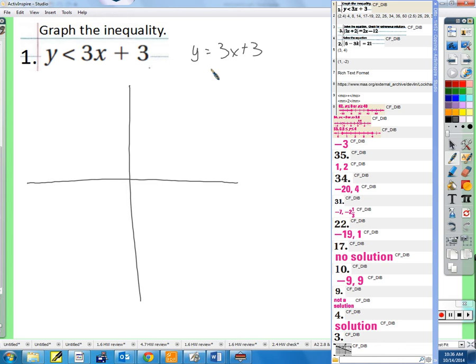It's pretty easy to graph. It has y-intercept of 3, meaning that if I plug in 0 for x, I get 3 for y. Pretty clear. And then what x should I go to? It doesn't really matter. I can move over 1. The denominator of this guy is just 1. Plug in 1 for x, I get 6 for y.